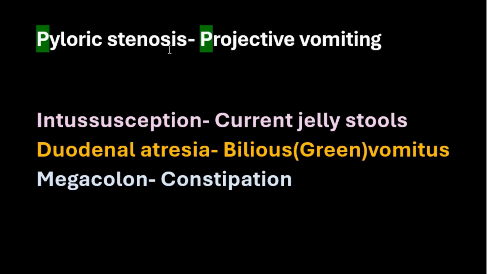Other conditions and symptoms: intussusception has the typical feature of currant jelly stools. Duodenal atresia has bilious vomitus, like green colored vomitus, which can be seen there. Then megacolon is characterized by constipation. So pyloric stenosis is with projectile vomiting.